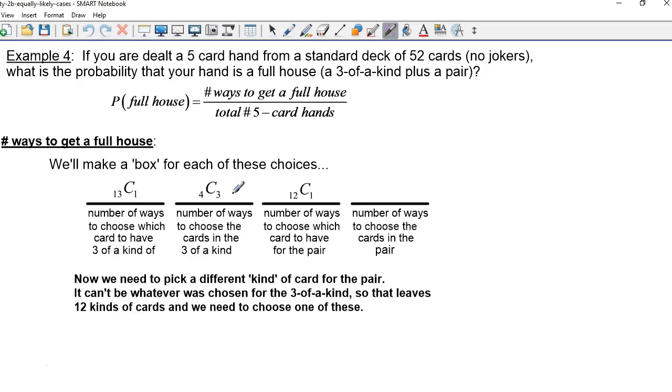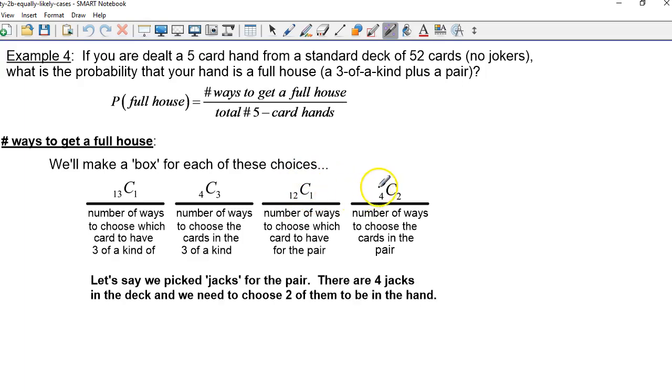Okay. So now in the third choice, we need to pick what kind of card we are going to have for the pair. Right now, we've already, say, used up 7s. That means that there's 12 remaining kinds of cards. There's all that on the list: ace, 2, 3, 4, 5, 6, 7, 8, 9, 10, jack, queen, king, except for the 7s. And so there are 12 cards left to choose 1 of. So 12 combination 1 would be the number of ways to pick which cards to have pairs of.